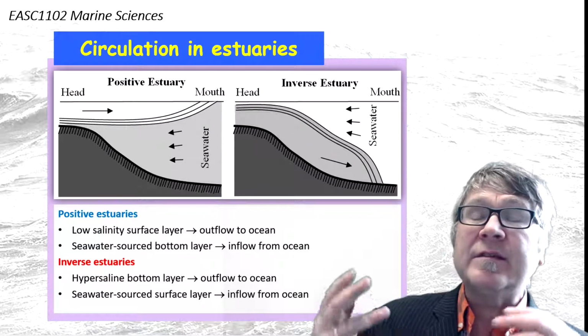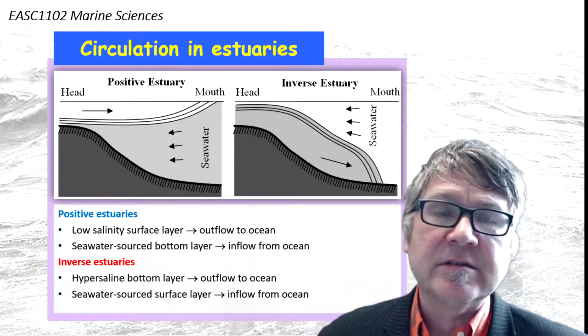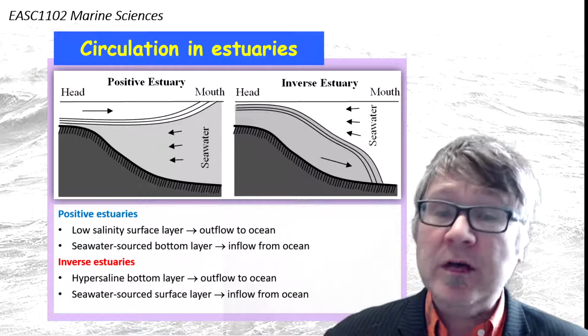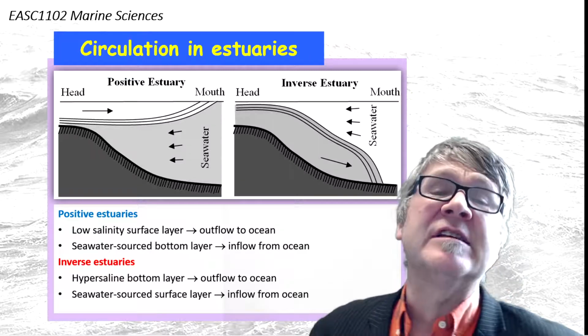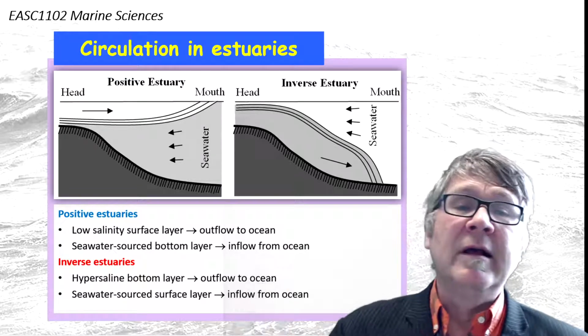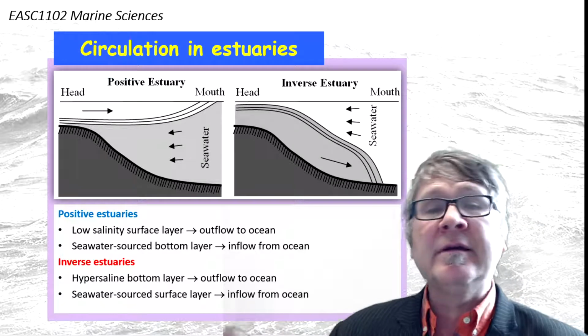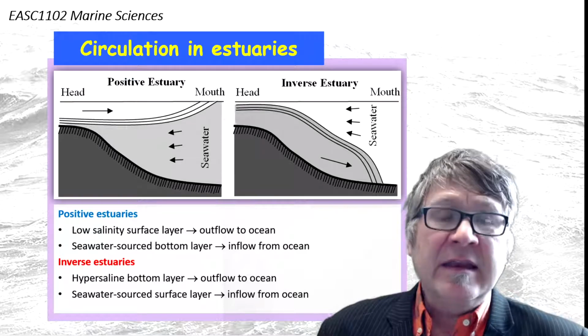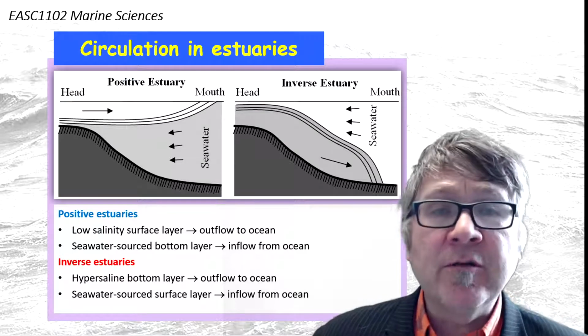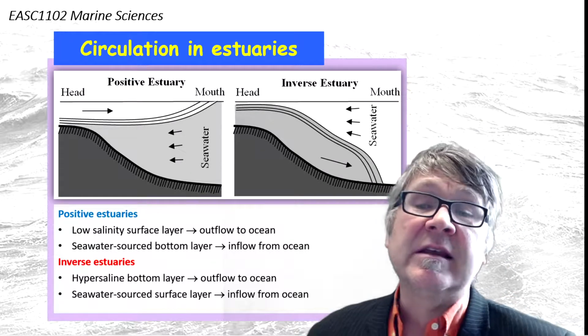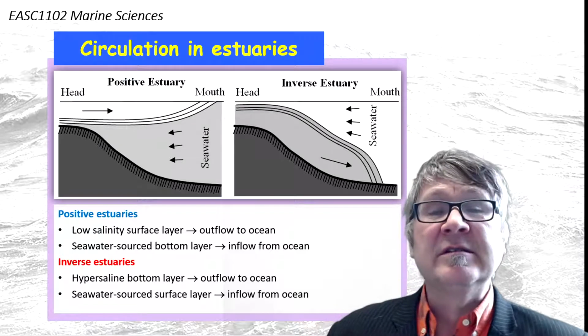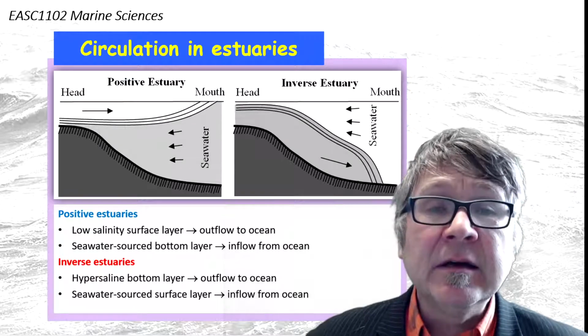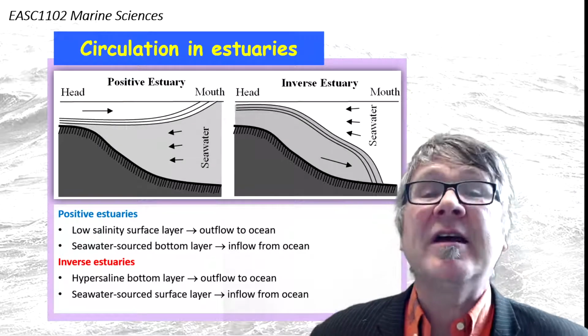So let's have a look at the circulation in estuaries. And we are not talking about the tides, because what the tides essentially do is they just move water in and out, in and out, in and out. So they don't produce a net movement over long distances in an estuary. So what creates this movement are the horizontal pressure gradients.